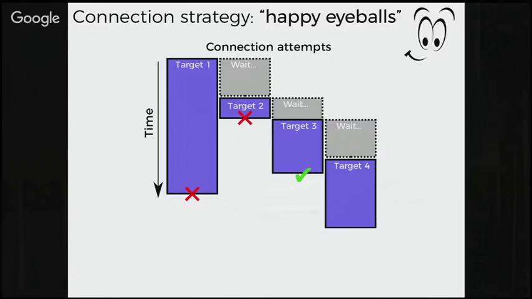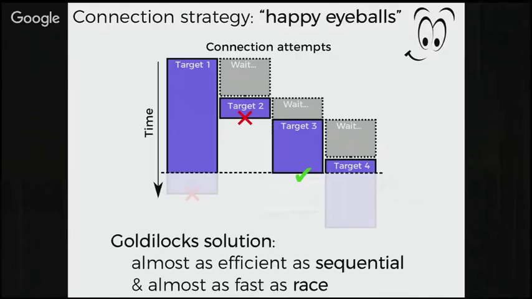So you start out, you just make one connection attempt. But then you start this timer, and after a little while, you say, hey, it's still going, I'm getting bored, I'm gonna kick off another attempt. Whereas if one fails, you can just kick off the next one immediately. And then eventually, as soon as one succeeds, you kill the rest, right? So this is almost as efficient as the sequential version, because most of the time, that first one succeeds before you do anything else. But it's almost as fast as the race one, because you don't wait 30 seconds, you only wait like a few hundred milliseconds, right? So it really does both those things.